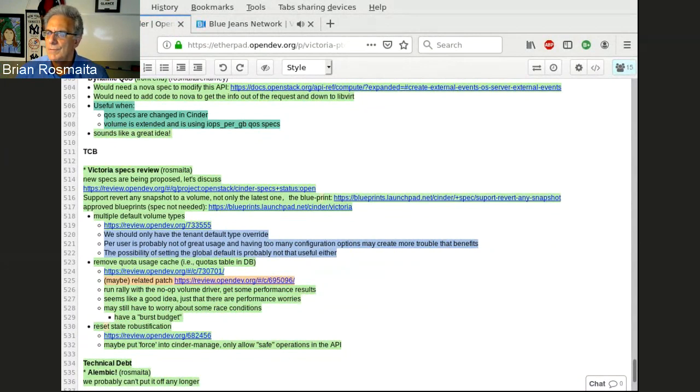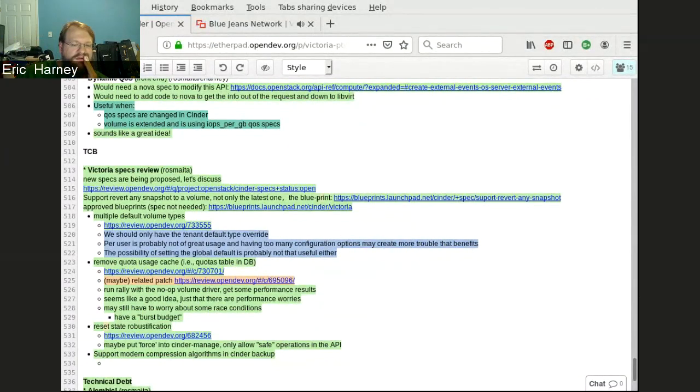Okay, so we should take a look at this real quickly. See, Eric's -2 to support backup modern compression algorithms. Yeah, so I think I -1'd it, but as much as I usually like just doing things because they might be handy and cool, this basically proposed, hey, there's a couple of compression algorithms out there that could perform well. We should add them to Cinder backup.